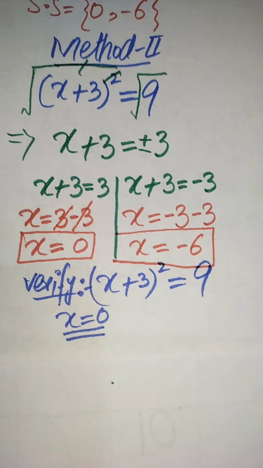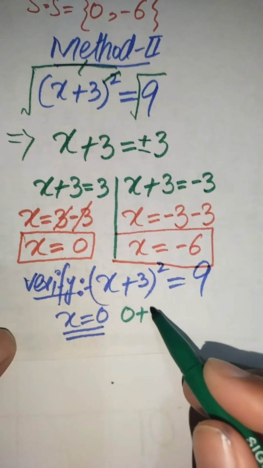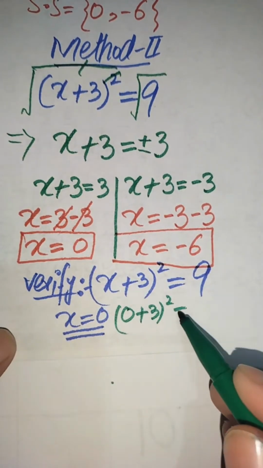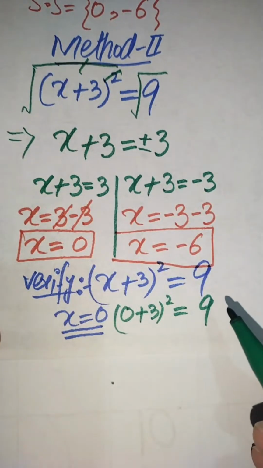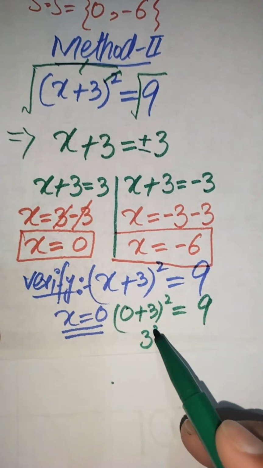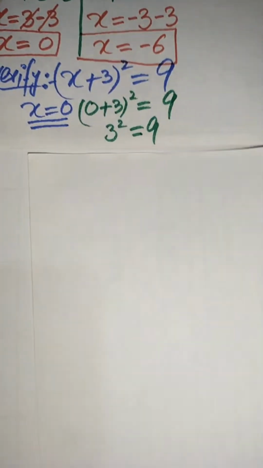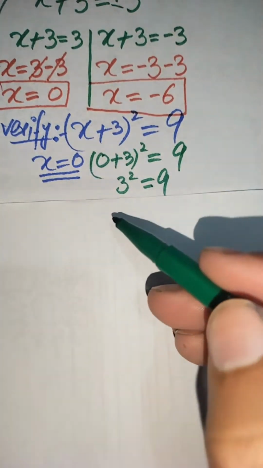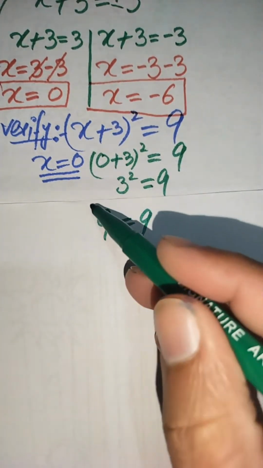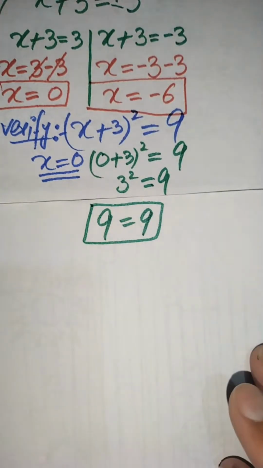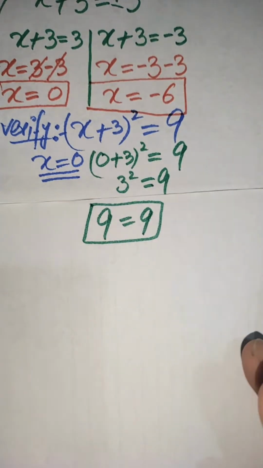So here, when we put x is equal to 0 into the left hand side, it will be written as (0 + 3)² = 9. We know that 0 + 3 becomes 3², and 3² is also equal to 9. So it means that we have 9 = 9. So both of the sides are again equal when we choose x = 0.